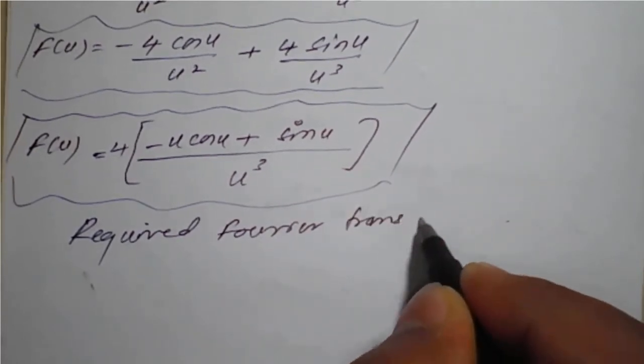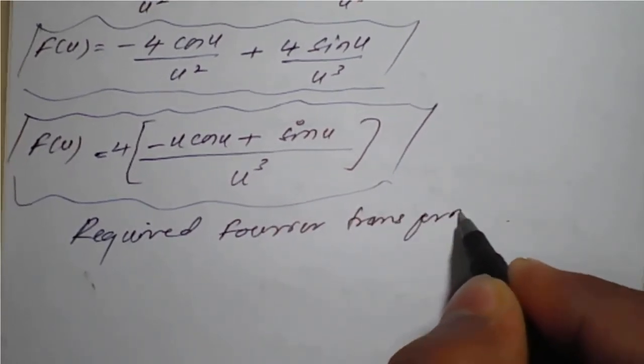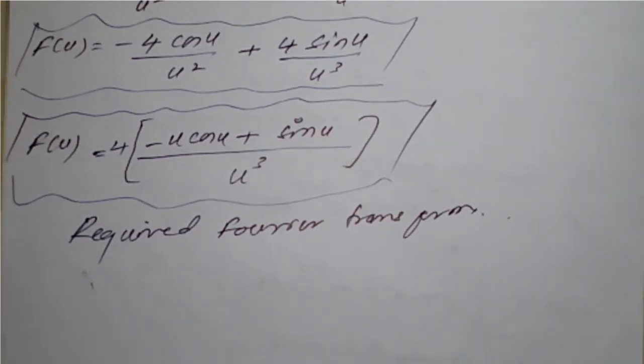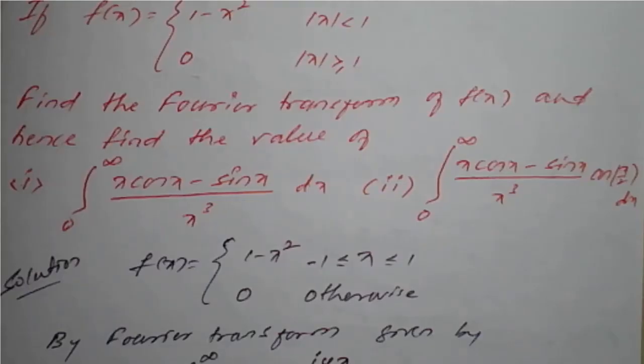Fourier transform of the given function f of x. But in the given question they have asked for deductions. We need to find the deductions, so we have two deductions.